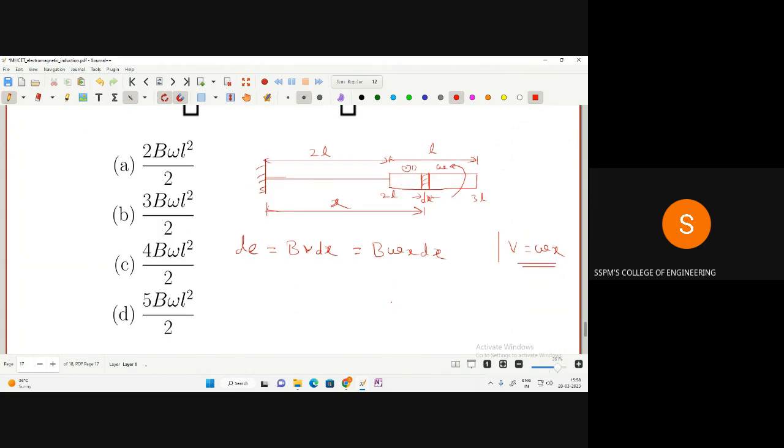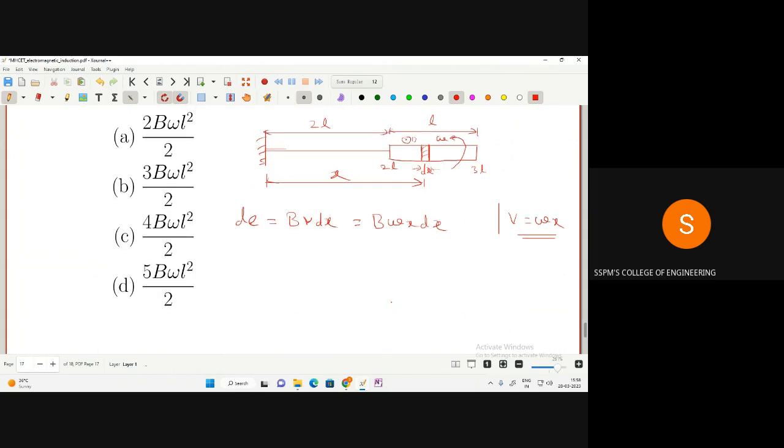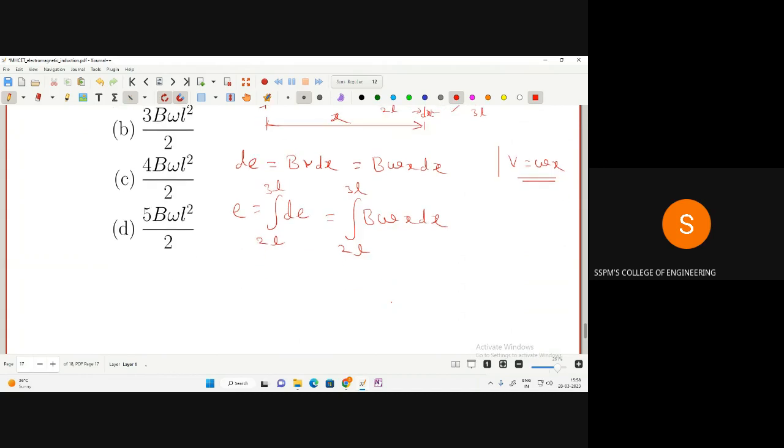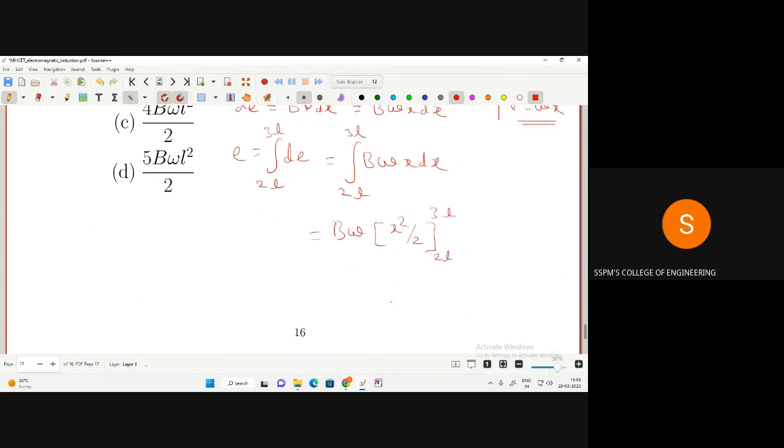हे इक्वेशन तुम्हाला माहित झालं तर तुम्ही EMF फाइंड आउट करायचं शकता फॉर द रॉड. द टोटल EMF इज इंटिग्रेशन ऑफ d. द लिमिट काय येणार बघा फॉर द रॉड 2L to 3L. The limit for rod is 2L to 3L is equal to integration b into omega into x dx and limit is 2L to 3L, where b into omega is constant and integration of x is x square by 2 and limit is 2L to 3L. Then substitute upper limit and lower limit.